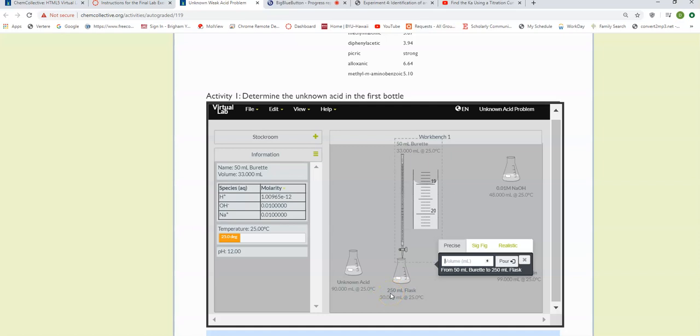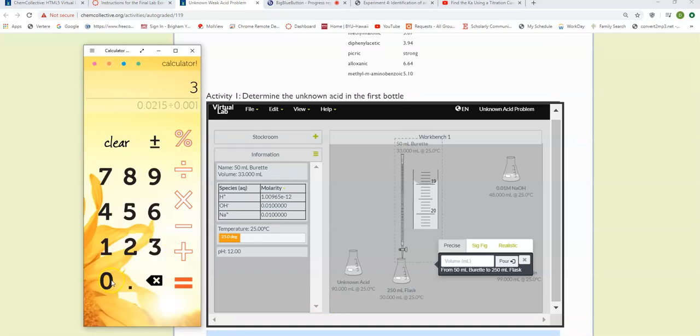What's 19 minus 30? 30 minus 19. 11. Okay, 11. 1 milliliter was my indicator. So I put in 10 milliliters of acid to start off with. Please, somebody write that down so we don't forget, because we have to know how much acid we added. Got it. 10 milliliters of acid.